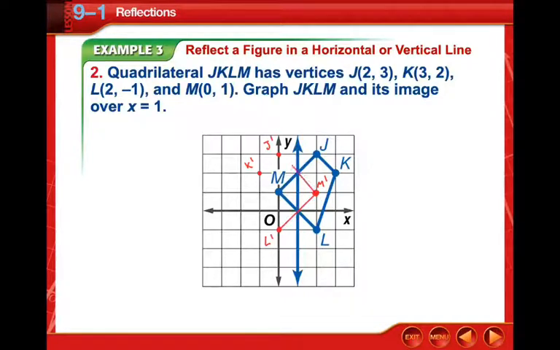Much easier on the coordinate plane, depending on what you're reflecting across at least, and there it is.